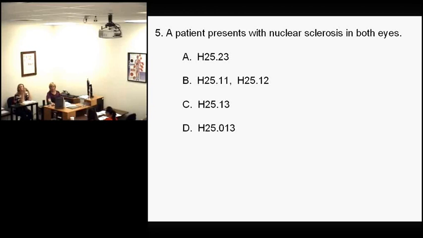Do we have it? The index is the quickest way. Yeah. Okay, should be C, because you've got to find the word sclerosis. And H25.13, you have to look above it to find it. H25.1, it says nuclear sclerosis above it. Everybody see that? Yeah, that's why it's actually better to go to the index, because if you looked it up, the subterm would be sclerosis and would take you right to that code. Yeah, it actually had you go to cataract senile and then nuclear.